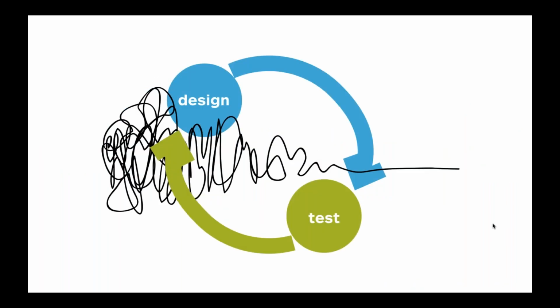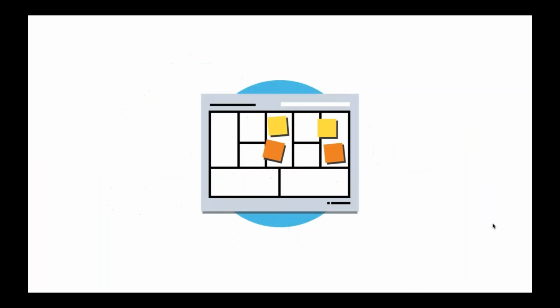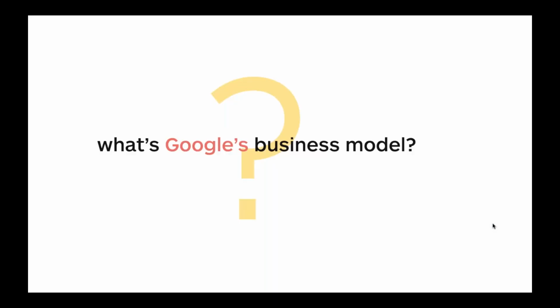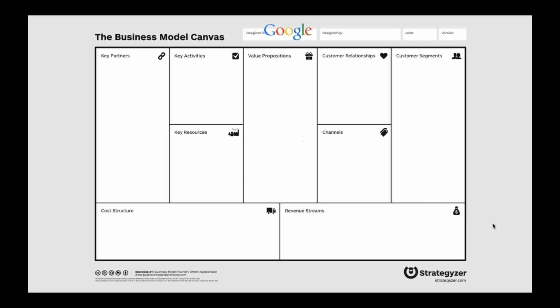So let's zoom in on the design process first. What does that look like? And the language by which we design. So I'm going to give you guys a very quick example of a business model canvas. We're going to look at Google, okay? So if we ask ourselves, what's Google's business model, right? You hear that question all the time. Hey, what's the business model, right? How do they create and capture value?